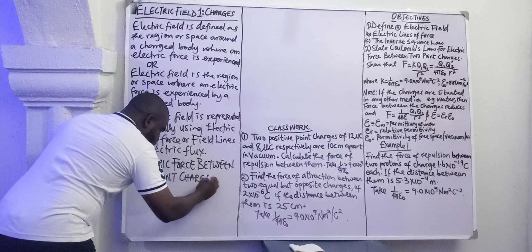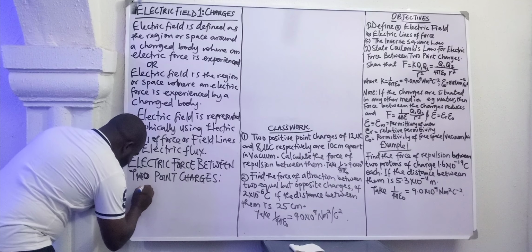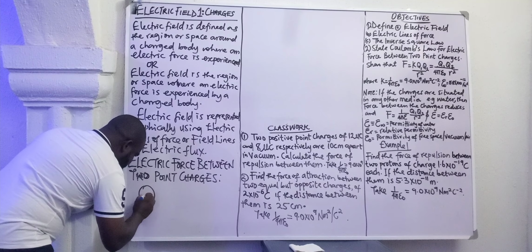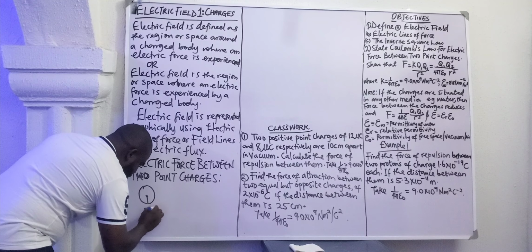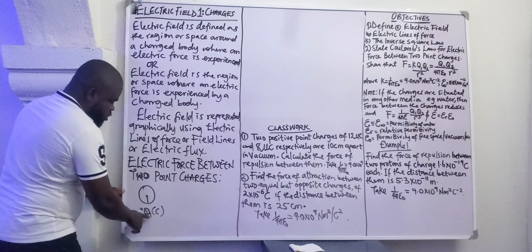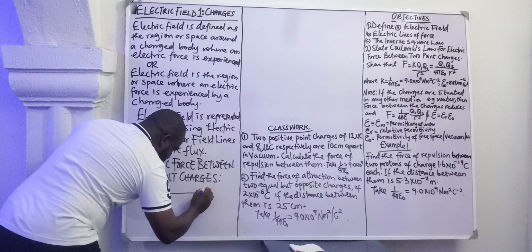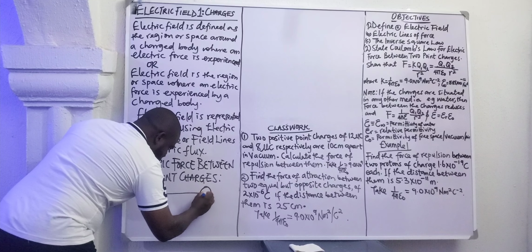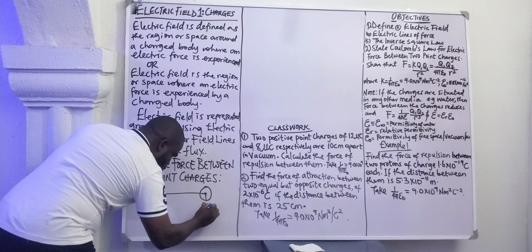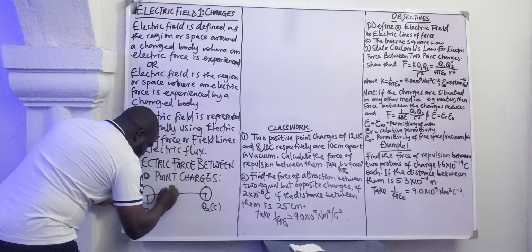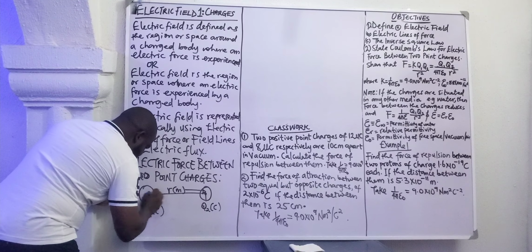Now, let's take a diagram. If this is a charged body Q1, the unit of charge is coulomb. Then it is separated by a distance from a second charged body Q2 in coulomb. The distance of separation between the two charges is r in meters.